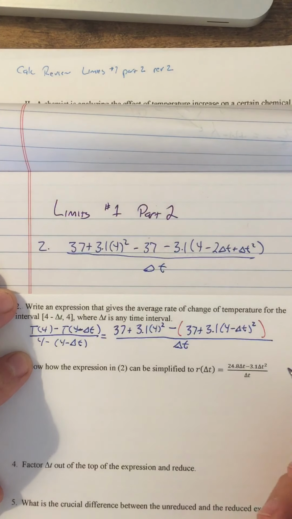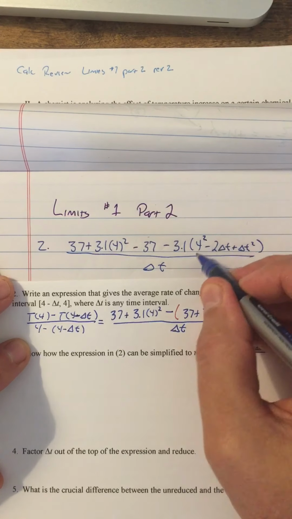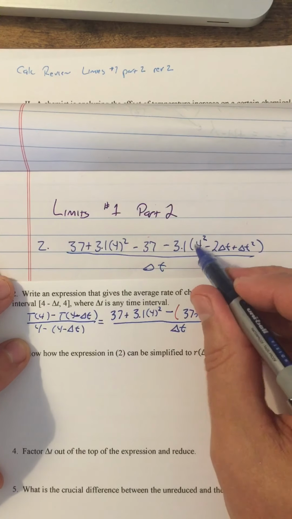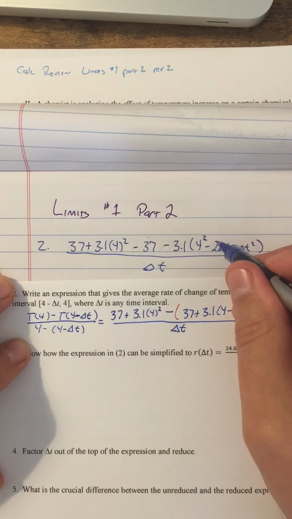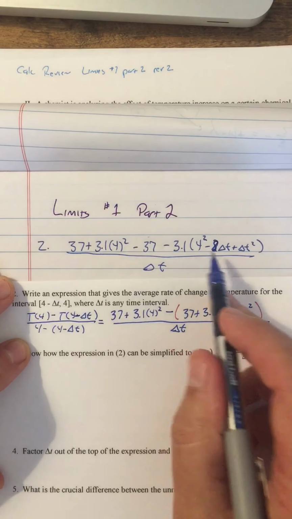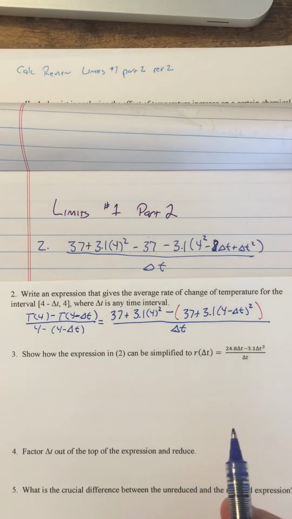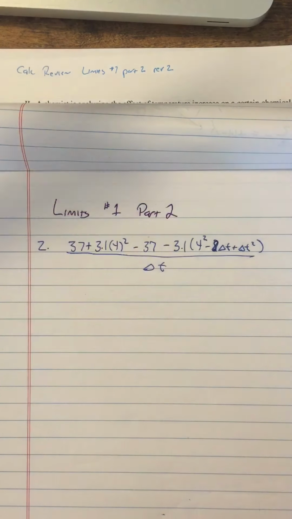Actually, the 4, I lied. It's 4 squared. So that should be 4 squared, which is 16. So you could have 16 there, and this should be 8. Okay, is that all the mistakes I've made? So if I do 4 minus delta t squared, I'm going to get 16 minus 8 delta t plus delta t squared. So there you go. There's that expression.